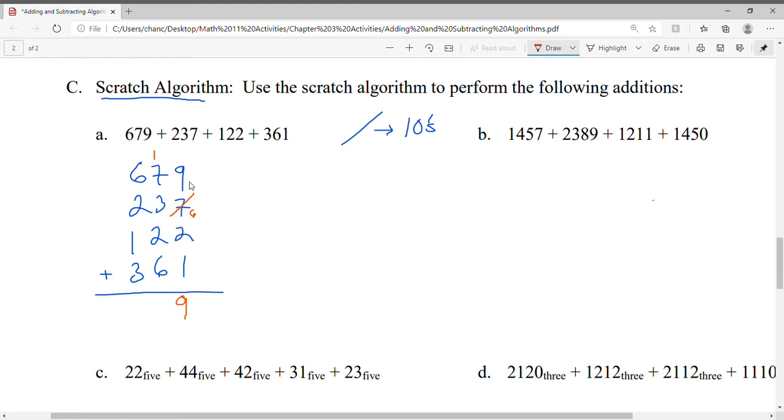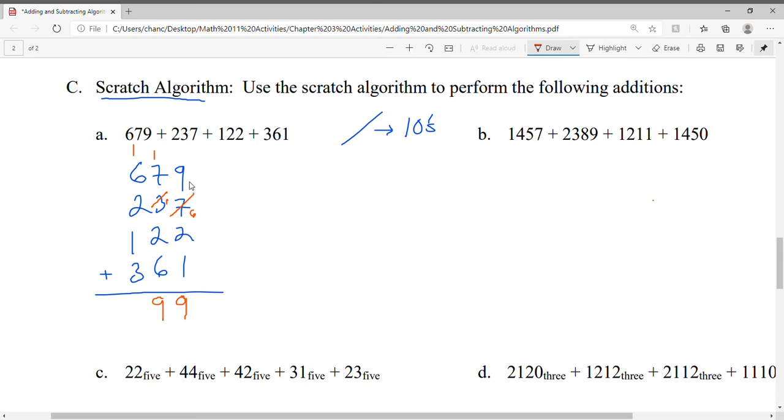1 plus 7 is 8. 8 plus 3 is 11. We'll put a scratch and then we'll put a 1. The scratch represents our 10 and this 1 represents the 1s. 1 plus 2 is 3. 3 plus 6 is 9. We'll put a 9 down here. And since we have one scratch, we'll carry over a 1.